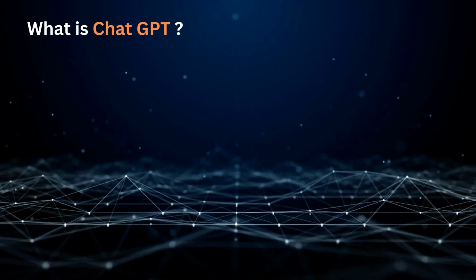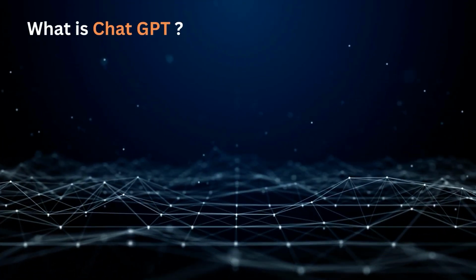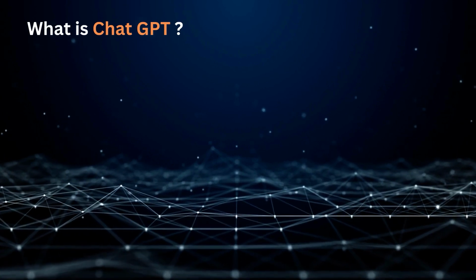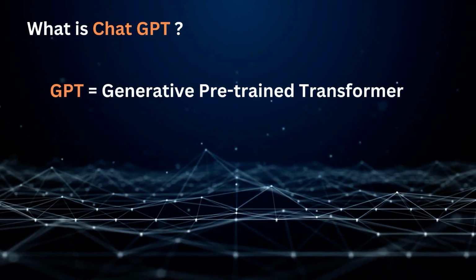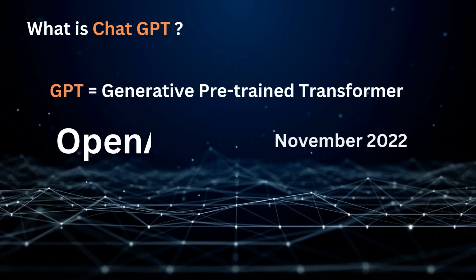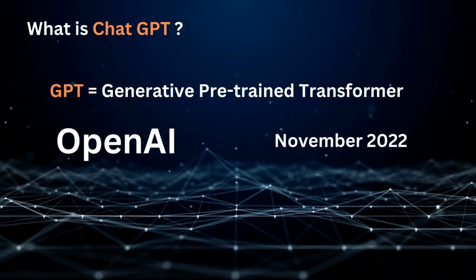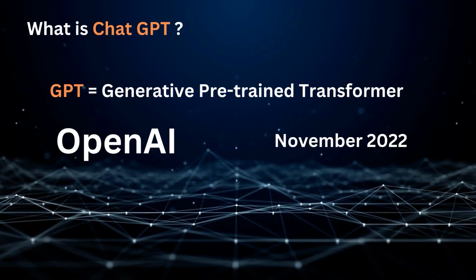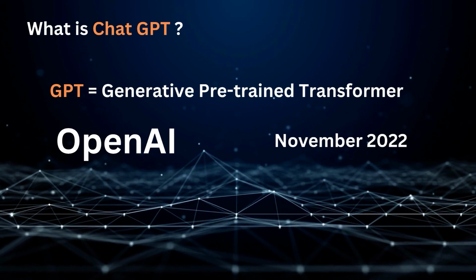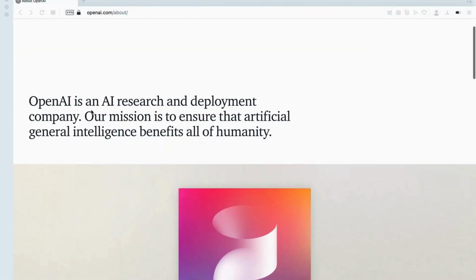First of all, let's understand what ChatGPT is and where it came from and why. ChatGPT, or Generative Pre-trained Transformer, is a chatbot launched by the OpenAI company in November 2022. OpenAI is doing research in the area of artificial intelligence, and if we go to their website, we can see the following. OpenAI is an AI research and deployment company.